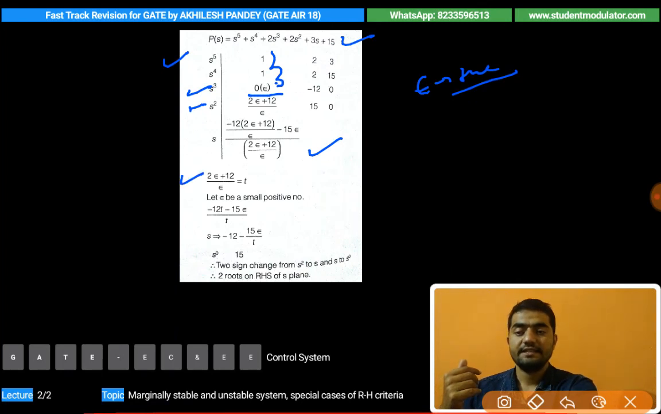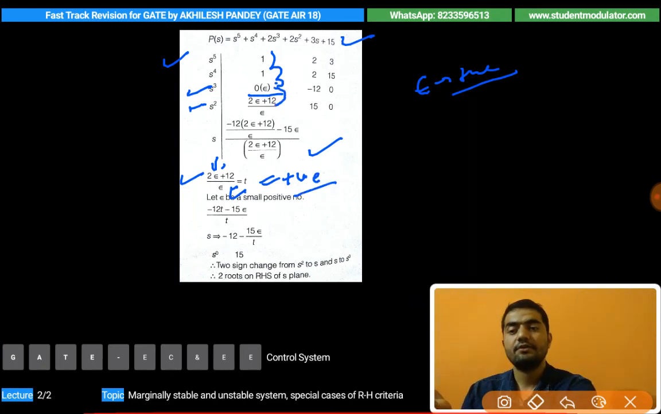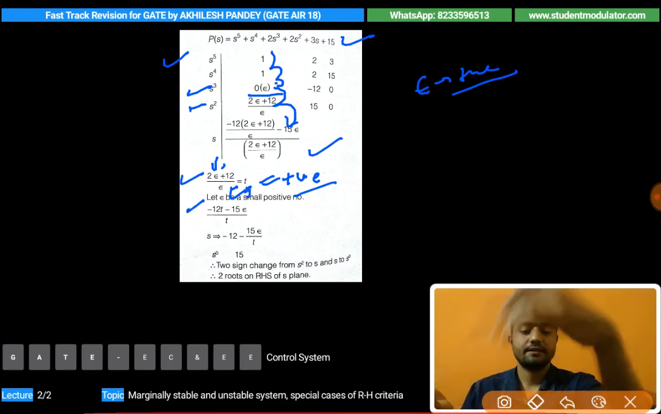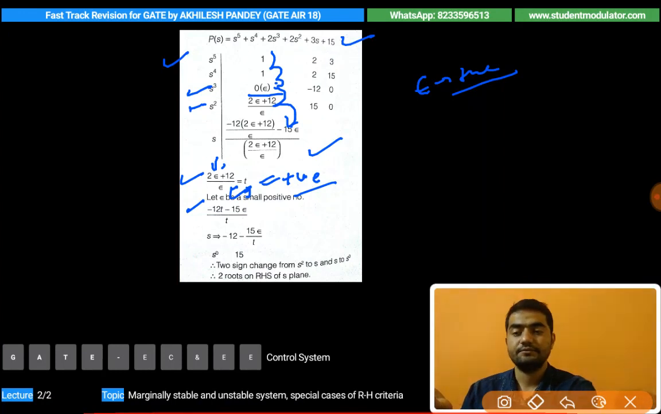As we can see, epsilon is positive, this is positive, and when it is added with some positive value and divided by some positive value, the overall result will be again positive. So we have got the positive result again, so no sign change up to this s square row. Now we will analyze the next row, that is the s row. Here the result is minus 12 and the positive result of the previous element that we have just found. So minus 12 into positive value minus 15 into positive value divided by some positive value, so overall the result will be negative.